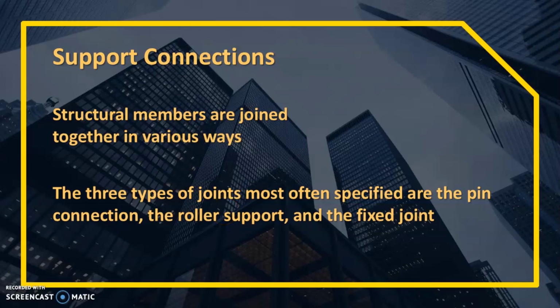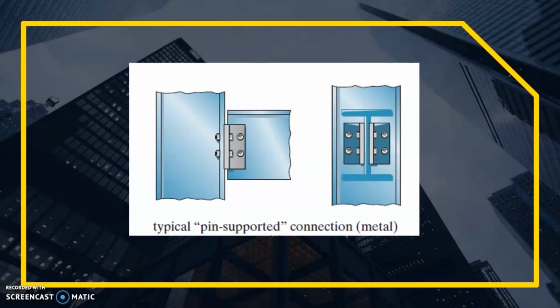We have also support connections. Structural members are joined together in various ways. The 3 types of joints most often specified are the pin connection, the roller support, and the fixed joint or fixed support. Example ng typical pin-supported connection, for example, sa steel structures natin, ito yung I-beam and this the column. Pareho, steel yung ginamit. So yung connection nila, this bolted, pero pin to kasi yung both ends ng top and bottom ng beam, pwede pa mag-rotate. Hindi niya malilipat yung moment from beam to column. Kaya, zero yung moment din dito.